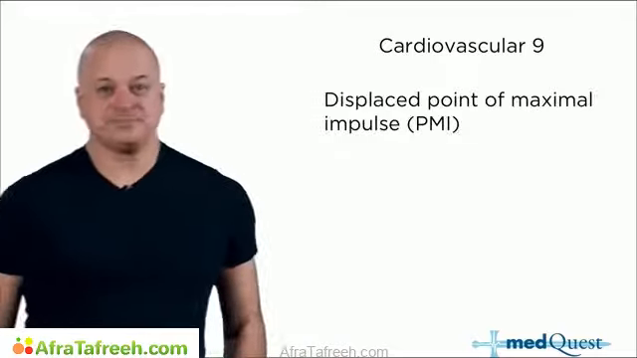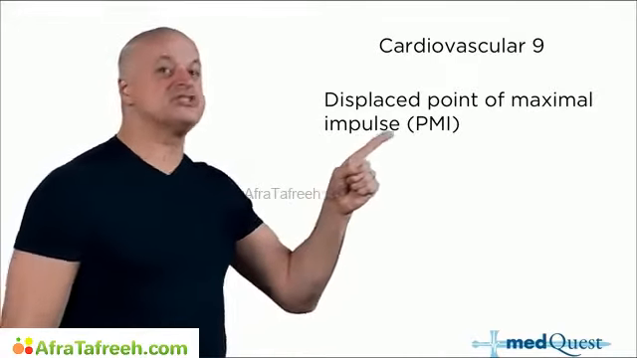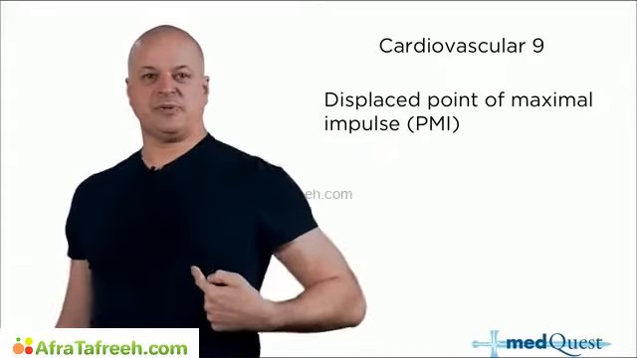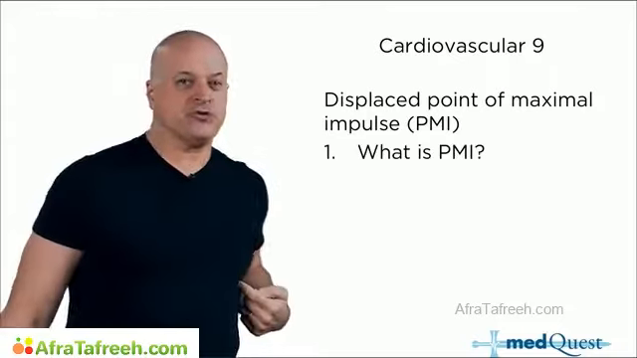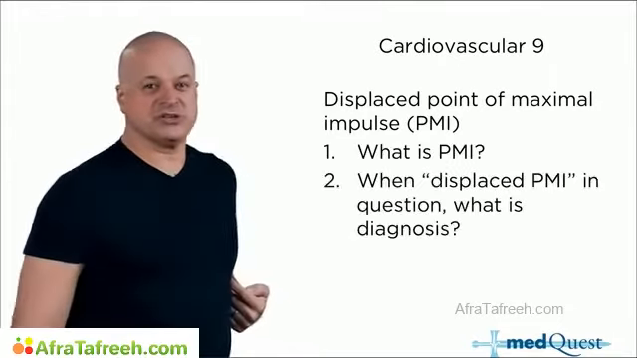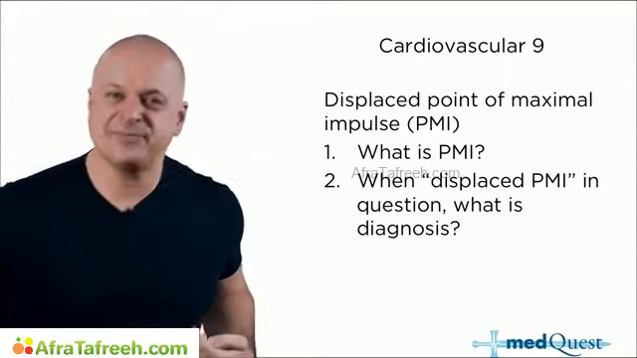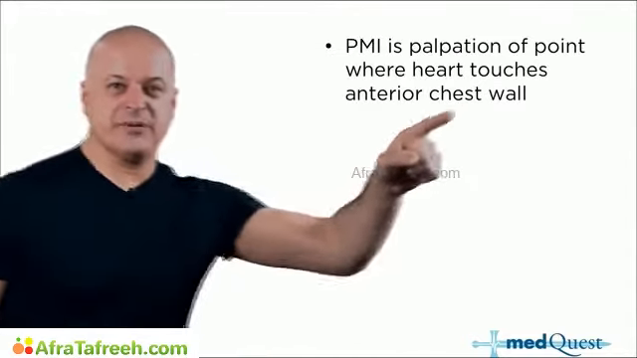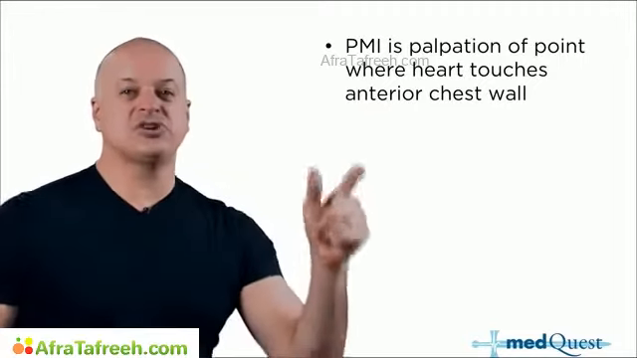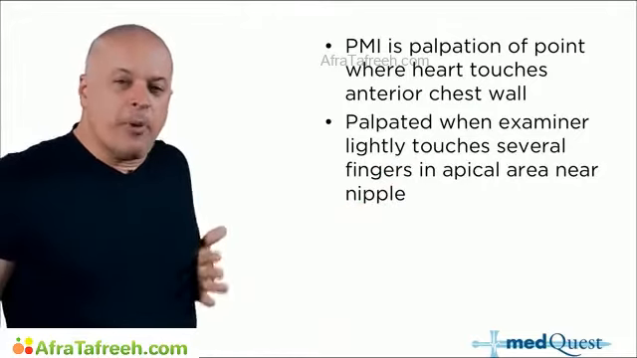Next card. Now, the displaced point of maximum impulse. There's a cardiac finding. The point of maximum impulse should be down there just past the nipple. When it's displaced and pushed over to the side, what does it mean? It's an anatomy question. The displaced point of maximum impulse means my left ventricle is displaced laterally.